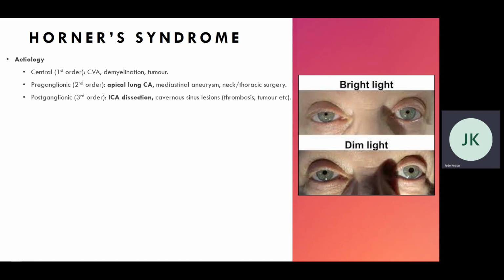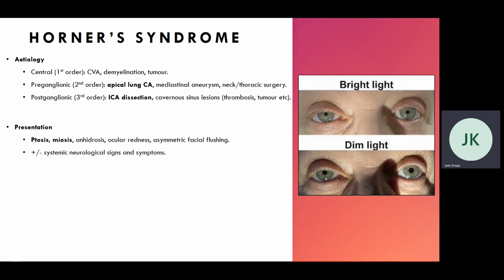Horner syndrome, we've talked about a few times now. So you remember it's a three-order neuronal pathway. So the insult can either be central in the hypothalamus, stroke, tumor, demyelination. It can be preganglionic, so typically this is over the apex of the lung, or it can be postganglionic, where we worry about carotid artery aneurysm or dissection. Presentation, ptosis, miosis, we talked about that, plus or minus some other less common symptoms.